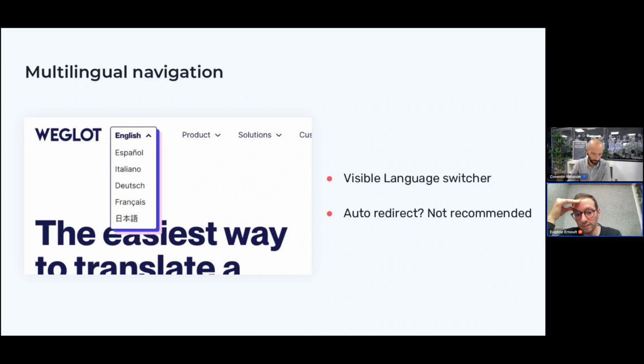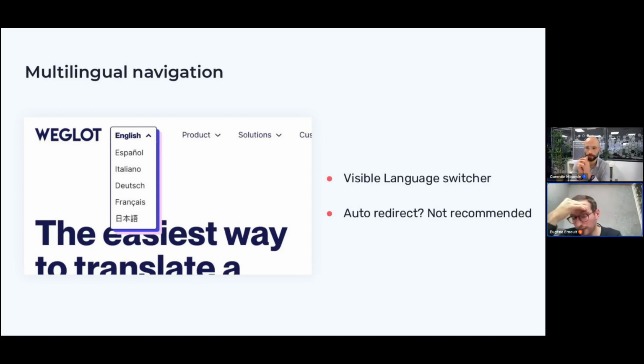So having them automatically switch to the French version might not be a good experience for them. They might not speak French, even if they are in France or elsewhere. So yeah, we would tend to not recommend that.